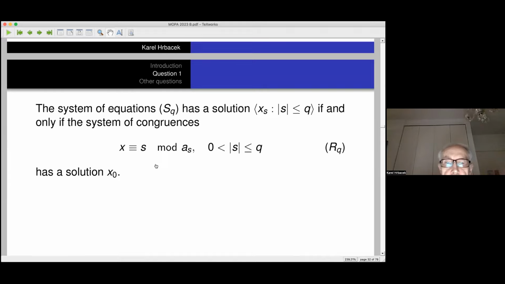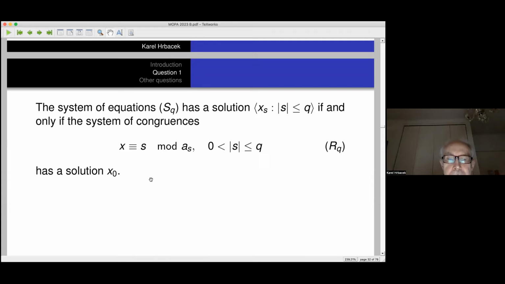Let's first write down what I already said, that this system of equations has a solution if and only if the system of congruences x is congruent to s modulo a_s, for the same range of values of s, has a solution. Now, a question like this is chapter two in an undergraduate number theory textbook. So for this to happen, the necessary condition is that if a number d divides a_s and also a_r, then x is congruent to s modulo d and also x is congruent to r modulo d. So s is congruent to r modulo d.